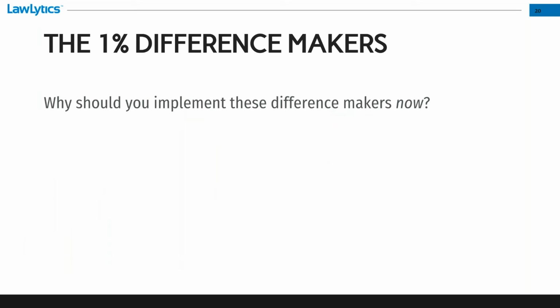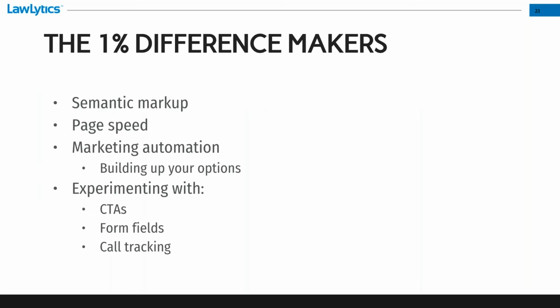The last thing that I want to bring up is what could be described as the 1% difference makers. But before I discuss what they are, I want to mention why it's important to implement these difference makers now and not at some earlier point in your foundation and growth strategies. This is one of those things that can trip up attorneys. Attorneys sometimes want to obsess over implementing these things right out of the gate, but if you do that, they're not going to have the effect that they might if you do them once the foundation has been established. So let's talk about what they are.